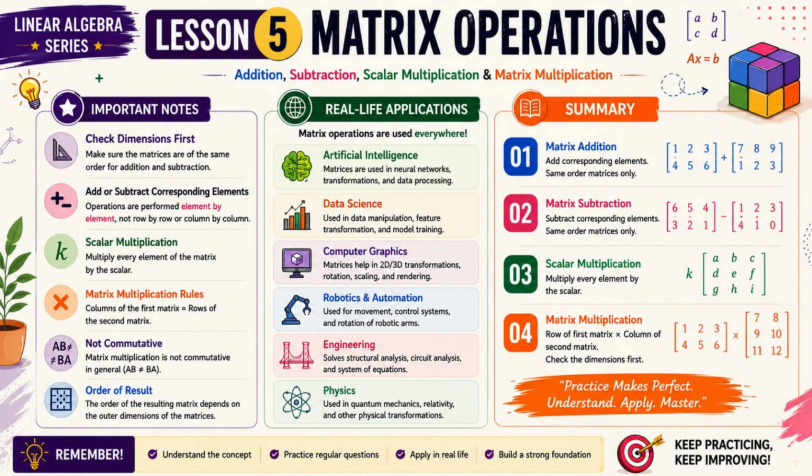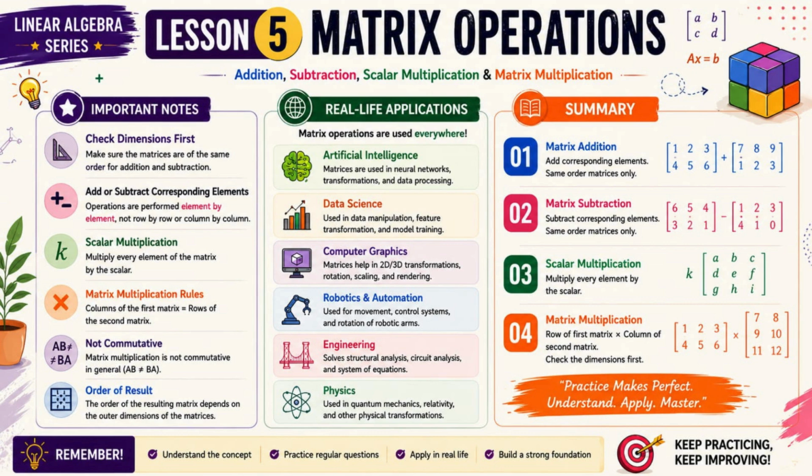Important notes. Before performing any matrix operation, always check the required conditions. Matrix addition and subtraction are only possible when both matrices have the same order. Scalar multiplication multiplies every element of the matrix by the same number. Matrix multiplication follows the row-by-column rule. Remember that matrix multiplication is generally not commutative, which means AB is usually not equal to BA. Understanding these rules will help you solve more advanced linear algebra problems accurately.